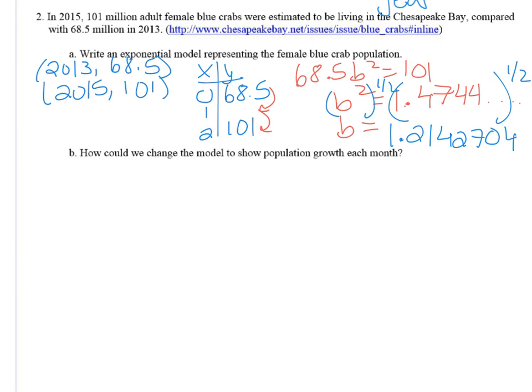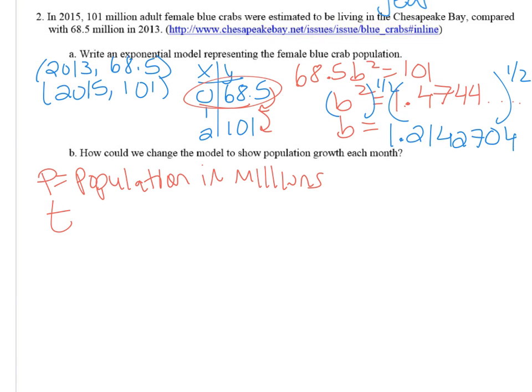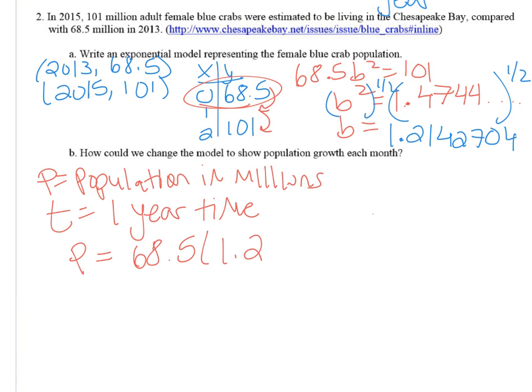Then we have a, so our a value is here from our initial value. I'll say P again for population in millions, and T is 1 year time units. So for B, P is the initial value, the B value we got, to the T.